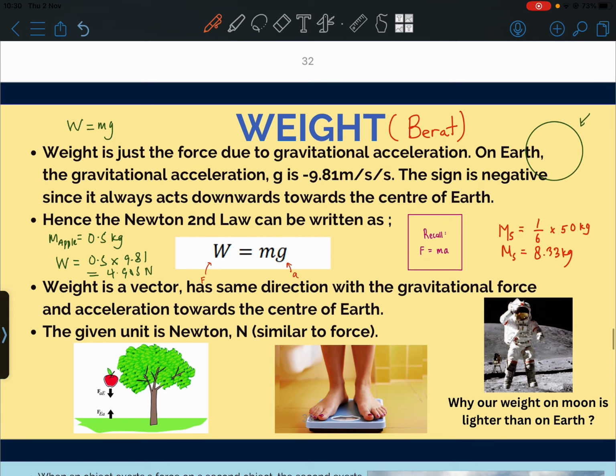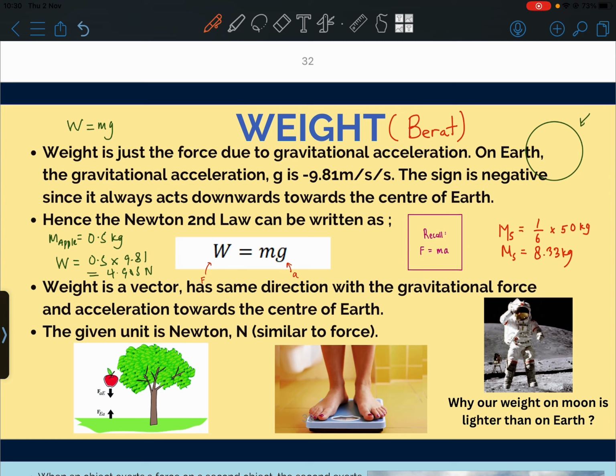Okay, weight. Weight is just the force of gravity, technically, the force due to the gravitational acceleration. Usually on Earth it is negative 9.81 meters per second squared, as we discussed just now. The negative sign is due to the downwards direction, directed towards the center of the Earth.